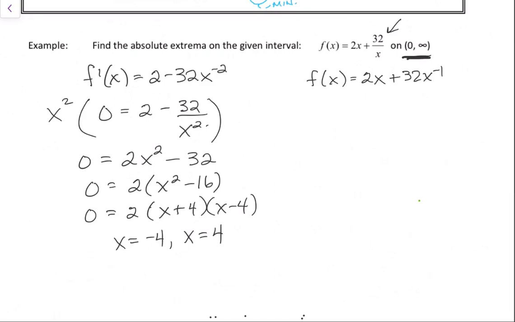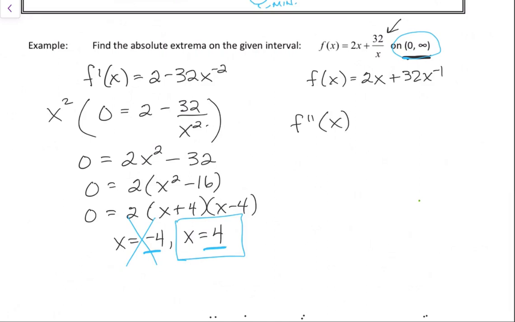And just like in the previous example, I want to compare those numbers. So I want to compare -4 and +4 to the interval that I was given and eliminate any that are outside of that interval. And since -4 is outside of that interval, I'm going to eliminate that critical number. So I only have one critical number, x equal to 4. Since I can't compare it to any other y value, I'm going to use the second derivative test to determine whether that is a max or a min.